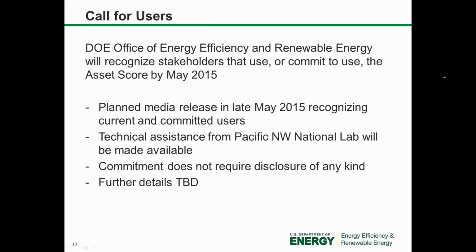And then last, before I hand it over to Supriya, we do have a call for users out right now. So we're going to be recognizing companies that are either using the asset score now or can commit to us to use it by the end of the year. Right now we're planning at a minimum a media release that recognizes those companies on May 15, and that would be right around the time of our Better Building Summit here in Washington. We're also able to provide, at least for the next couple months, some technical assistance from the Pacific Northwest National Lab to help people get started using the tool.